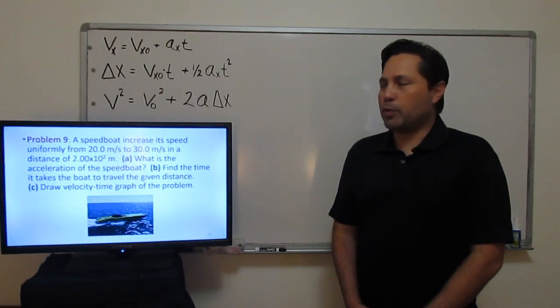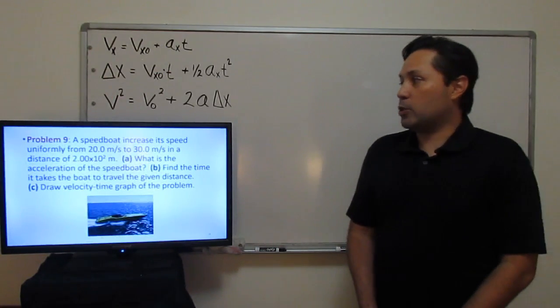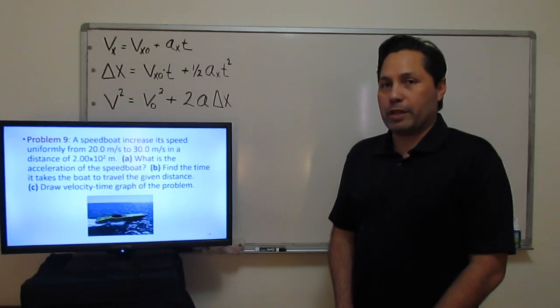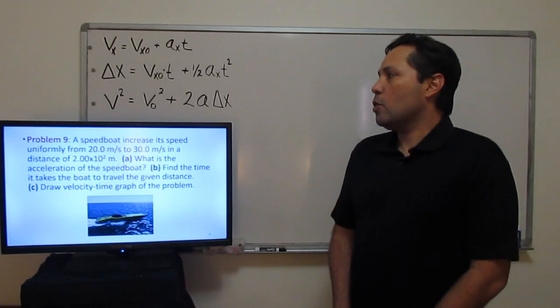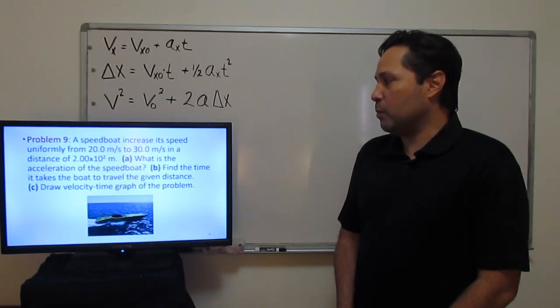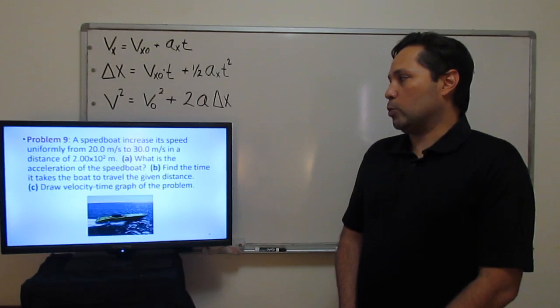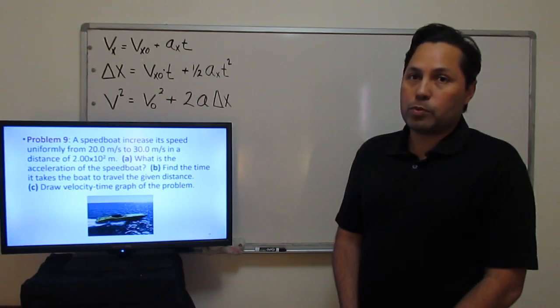Our next problem is problem number 9. In this problem, they bring up a speedboat. It says the speedboat increases its speed uniformly from 20 meters per second to 30 meters per second in a distance of 200 meters. What is the acceleration of the speedboat? That's part A. And part B, find the time it takes the speedboat to travel the given distance. And part C, draw a velocity time graph for this problem.